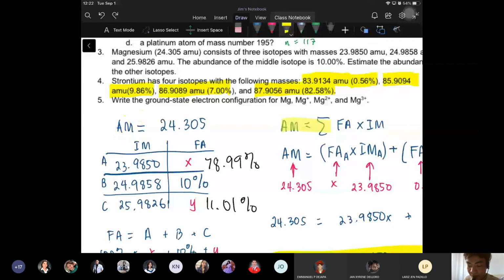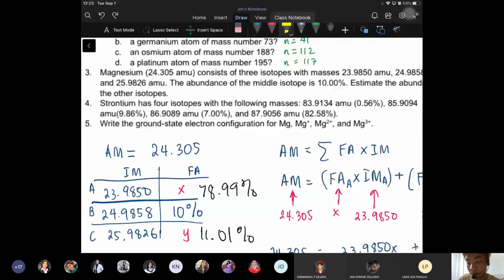Again, remember the formula for average mass is the sum of the fractional abundance times the isotope mass. Yan. So with that, siguro I will allow you to answer this now in 5 minutes. You take a screenshot, and after answering this, we will end the class na, no? So we can have our lunch. Sige, 5 minutes po.